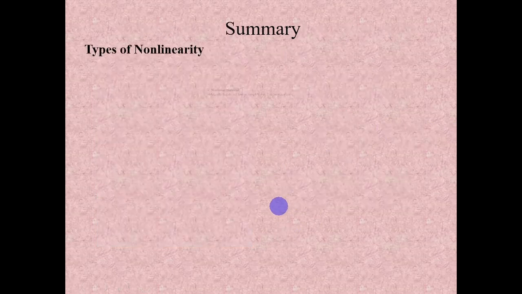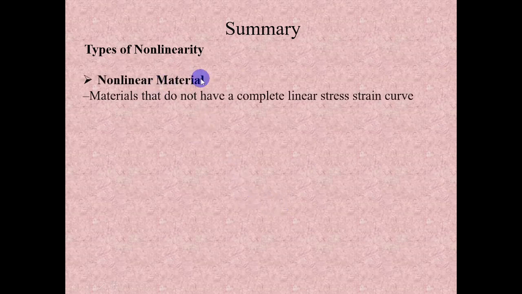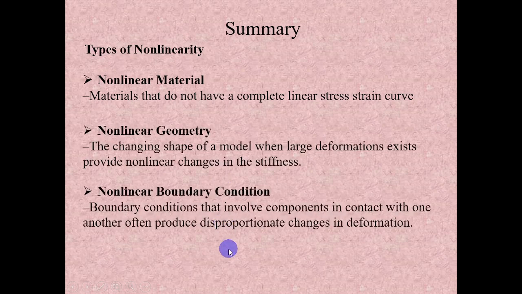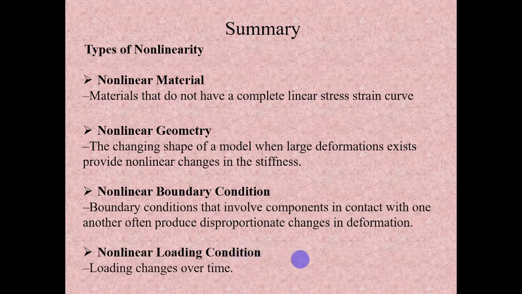Summary: the types of non-linearity. One is material non-linearity, where the material does not have a complete linear stress-strain curve. Then geometric non-linearity, changing the shape of the model when large deformation exists, and non-linear boundary conditions that involve component contact with the soil. Another one is the loading condition: creep and shrinkage. Usually creep and shrinkage is not short-time loading, it is long-time loading. It will be there throughout the life, maybe 100 years. If you are designing a structure, it will be there forever. So all that comes under nonlinear analysis only.